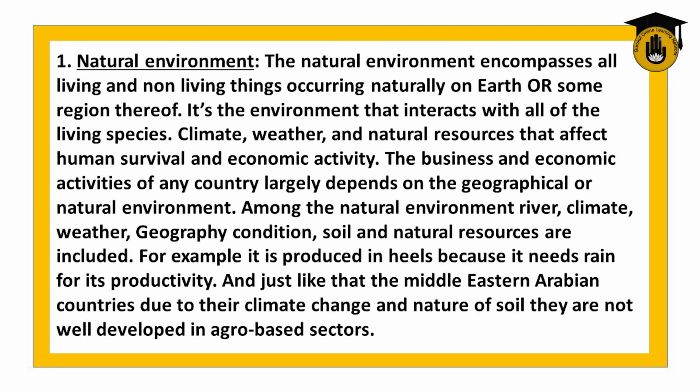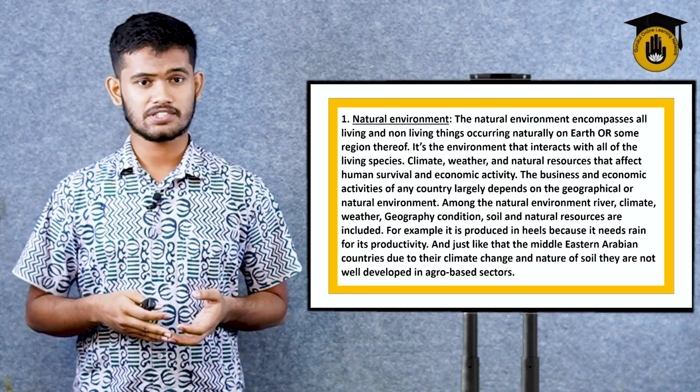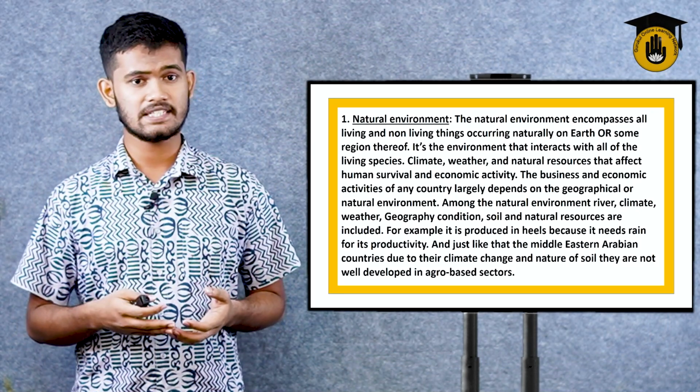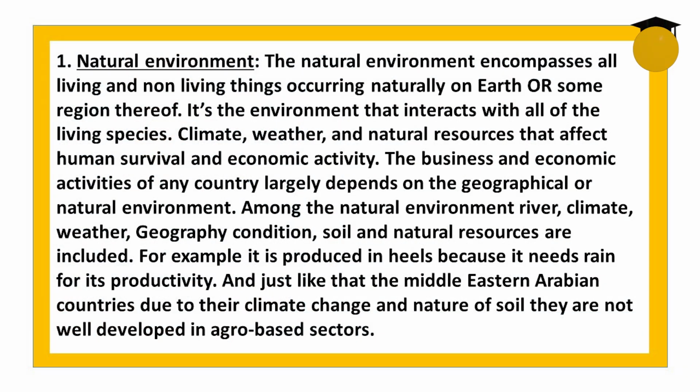Natural environment. The natural environment encompasses all living and non-living things occurring naturally on earth or some region thereof. So we can say the natural environment encompasses all living and non-living things. A natural environment consists of living beings, for example, humans. Non-living things, we can say, are transportation like ships and cargoes or planes, anything we say. So it is the environment that interacts with all of the living species.